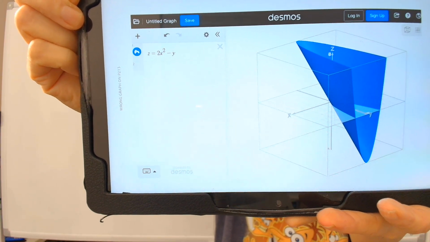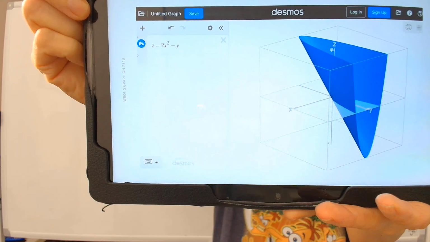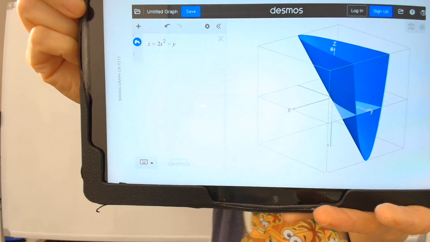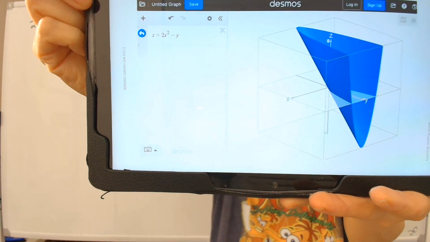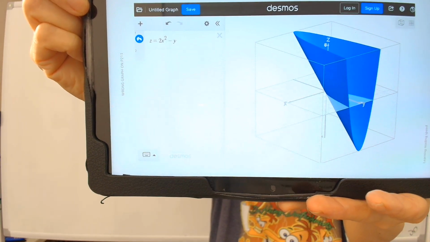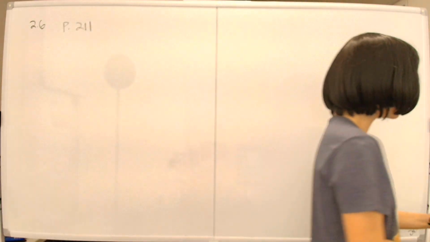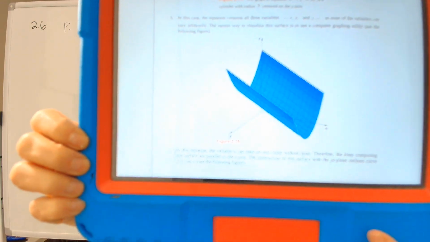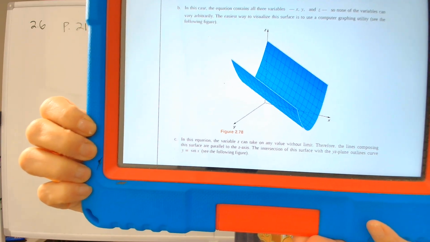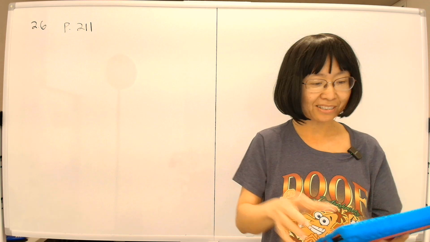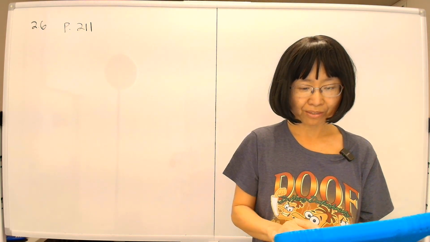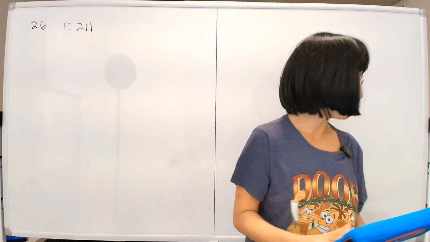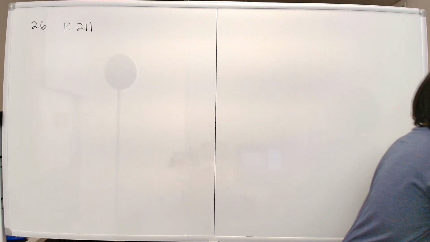The problem is the book's graph has a slight mistake, because when you look at z equals 2x squared minus y, the first thing you should notice is that the origin is contained in the graph. As you can see, Desmos shows that the origin is in it. But in the book, the origin is most definitely not in it. Okay, if you look at your book's graph, the origin is out, which doesn't make any sense. The origin needs to be in this thing. So it's a slight mistake, not a big deal.